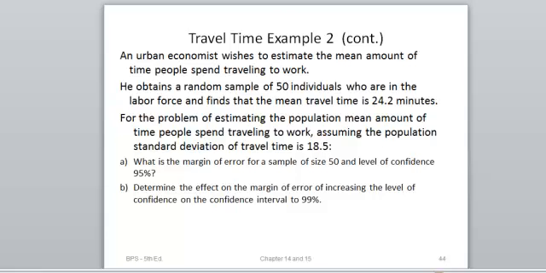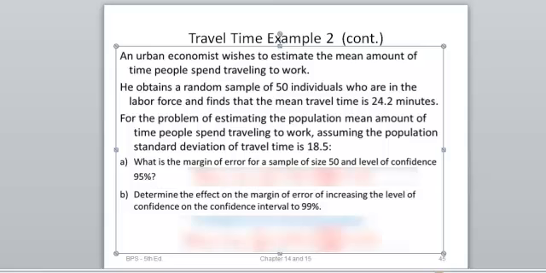What is the margin of error for a sample size of 50, where the level of confidence is 95%? Then determine the effect on the margin of error of increasing the level of confidence on the confidence interval to 99%.